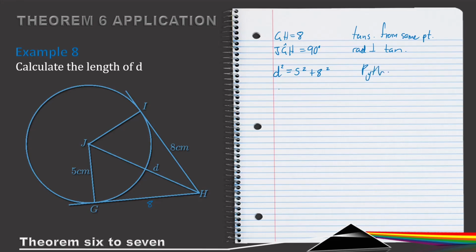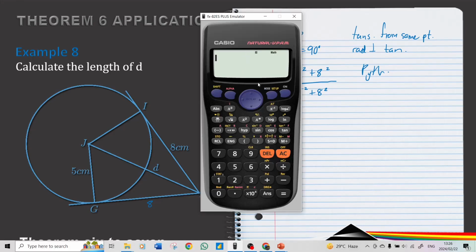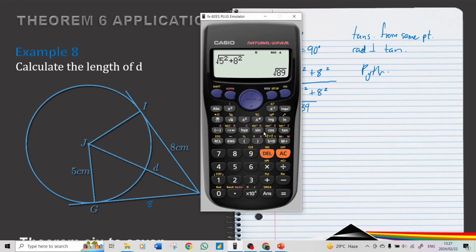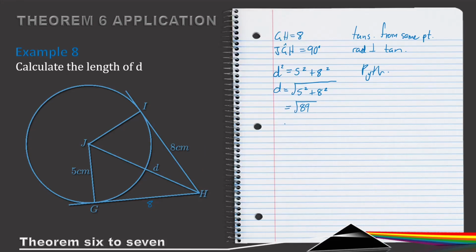Okay. And then d is equal to the square root of 5 squared plus 8 squared. And just calculate that on the calculator. So square root of 5 squared plus 8 squared is the square root of 89. And if we do that to 2 decimal places, we say d is 9,43. And in this case, they've given us units, so we're going to say centimeters.